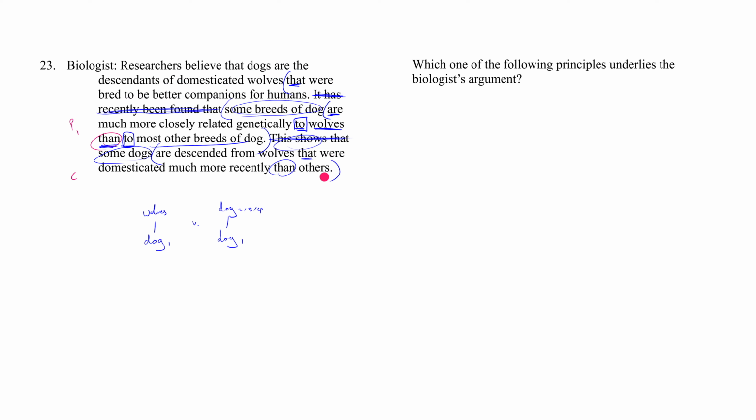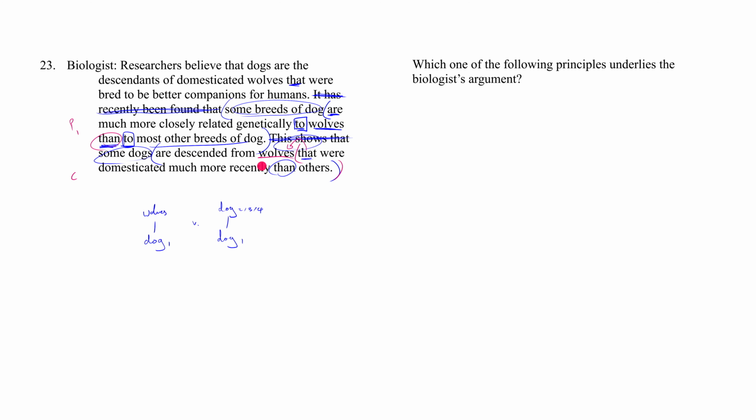Same thing is happening here. All of this stuff, right? All of this stuff here is just a modifier of wolves. Some dogs are descended from a specific kind of wolf. What specific kind of wolf? The kind laid out in the description. That's all the sentence is saying.